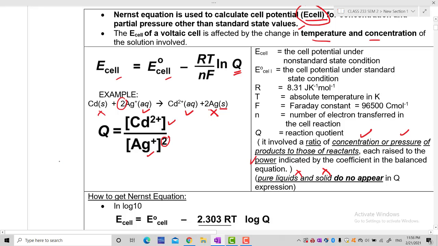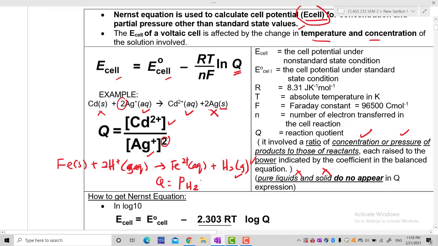Okay, how about another example involving gas? Let's say I'm using this example: aqueous, produce Fe2+ aqueous plus H2 gas. Class, yes, gas is included in your Q, but we use the symbol pH2 to the power of 1, times the concentration of Fe2+ because it is aqueous. Solid is not included and aqueous is included. So divide by H+ to the power of 2. So this is how we write the Q.